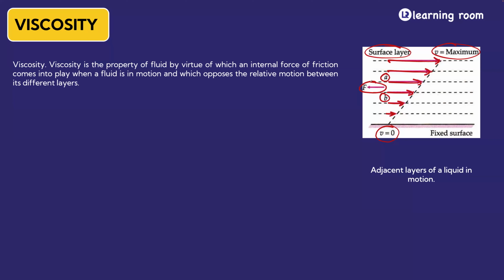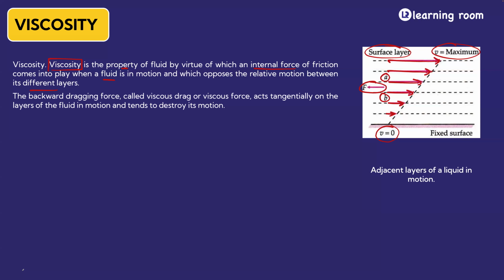Now, what is viscosity? When I say phenomenon here, it is also the property of the liquid. It is a property of the fluid by virtue of which there is an internal force of friction which comes into play between the layers. So a force of friction comes into play when a fluid is in motion and which opposes the relative motion between its different layers. Am I clear with that point? Right. That is the property that we have discussed now.